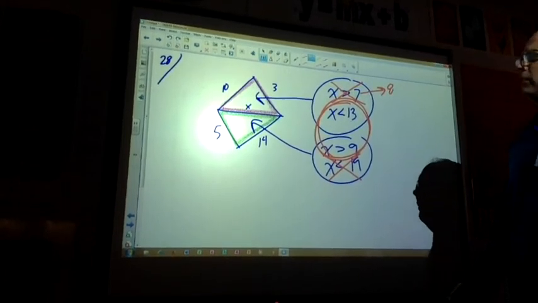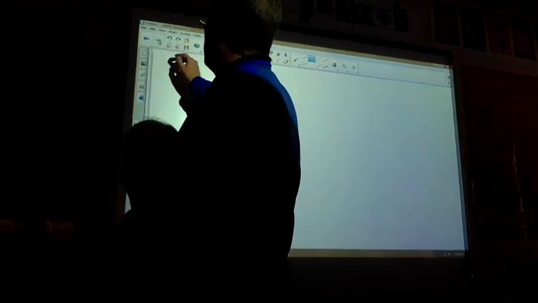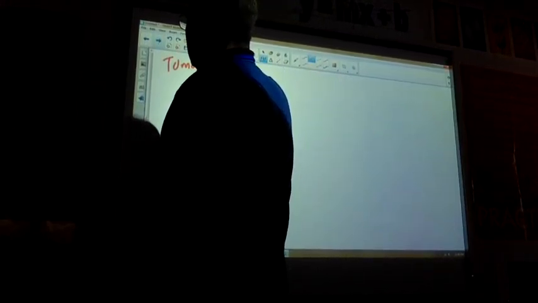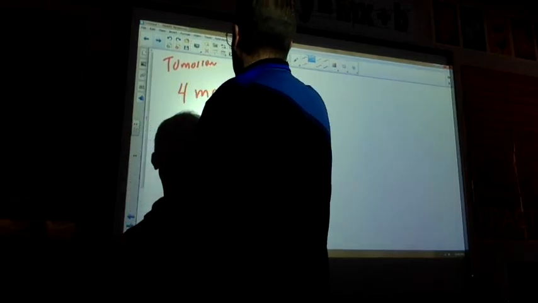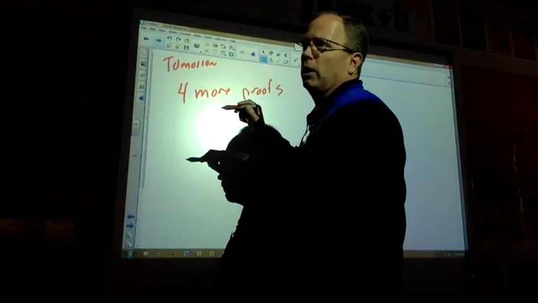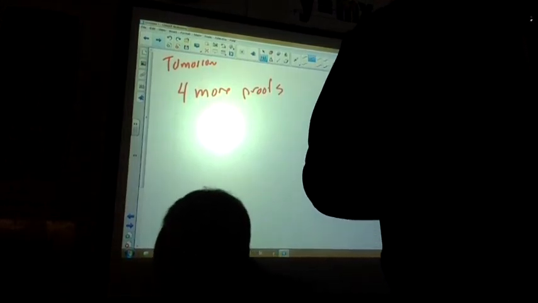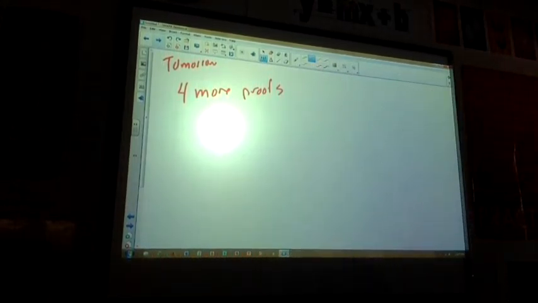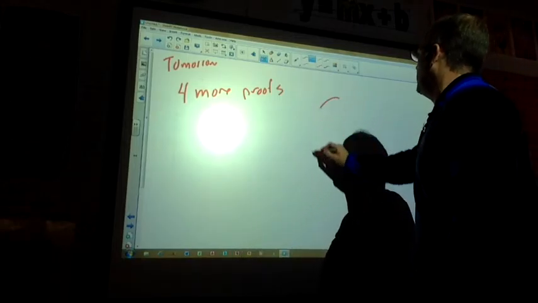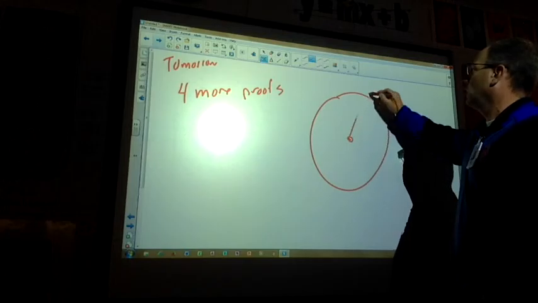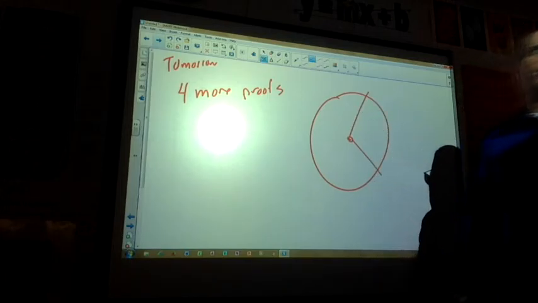So, things to think about. Tomorrow, I have 4 more proofs that you don't have that I want to go over the exact same way that I went over them today. There are go-tos that we always have to say that can happen. Reflexive property always happens. Vertical angles always happens. And the last one that always happens is if you have a circle, you know that the radii are equal.